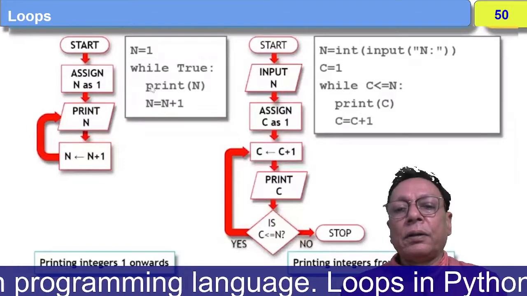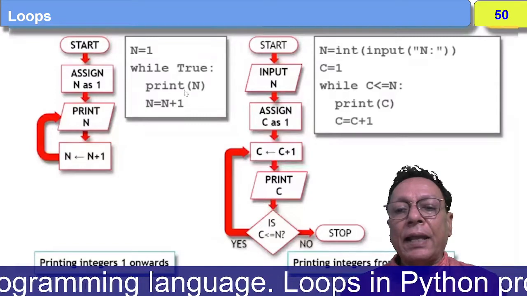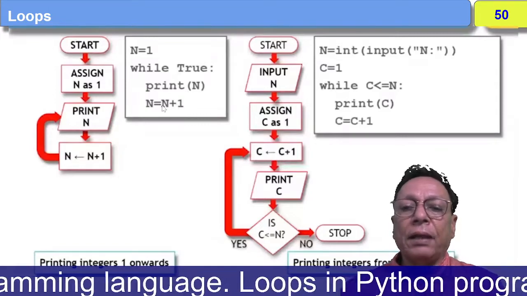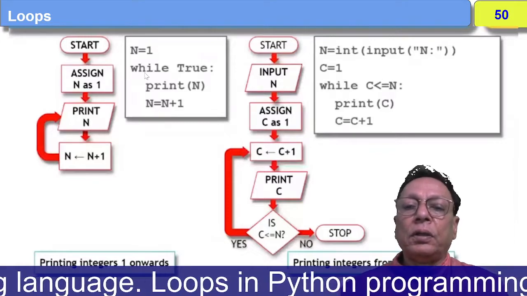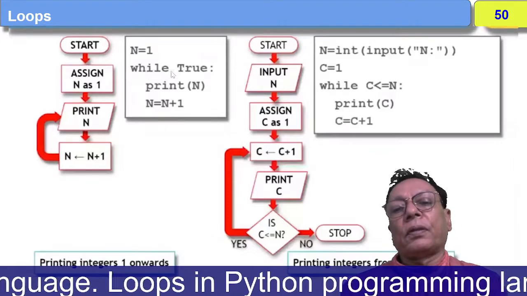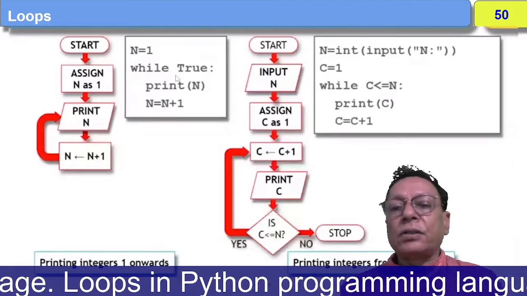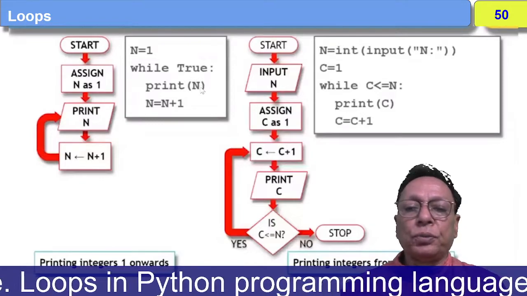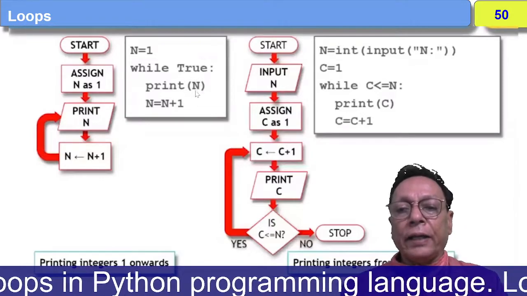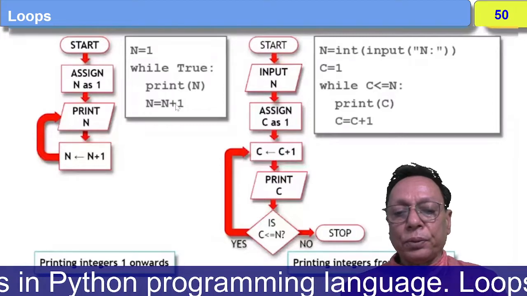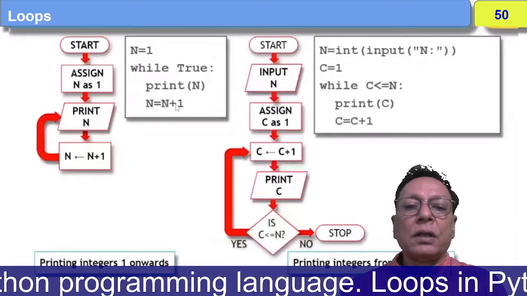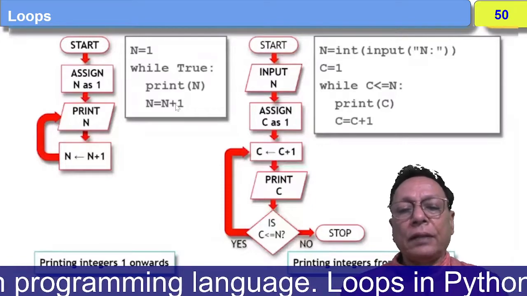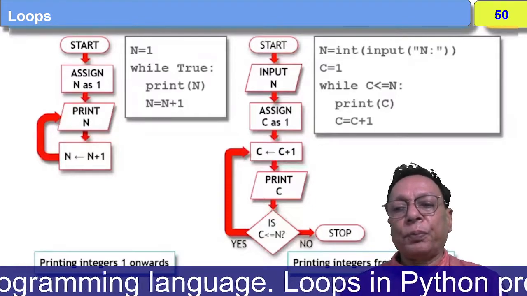n is 1, it prints n, then 1 is added to n, so a new value of n, and this loop goes on as long as this loop condition is true. So print n, then n is equal to n plus 1, so printing integers from 1 onwards. So this is the loop, and this loop is an infinite loop.